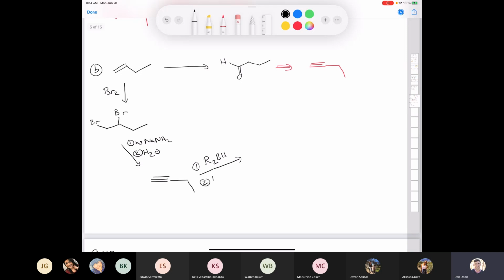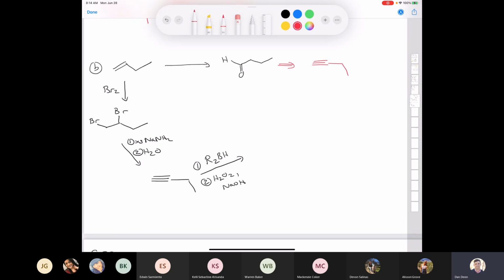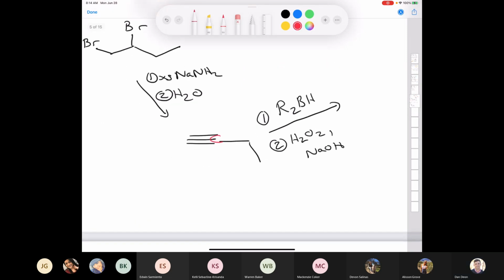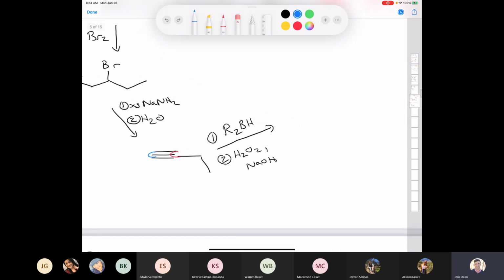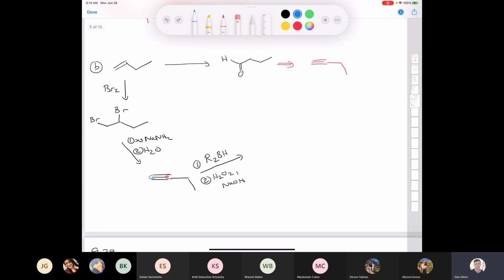Okay, and then the next step, we're going to treat that with hydrogen peroxide, followed by sodium hydroxide. And what that's going to do is an anti-Markovnikov addition of water. If you look at our alkyne, we have the carbon in red and the carbon in blue. Well, if it's Markovnikov addition, that would mean that this carbon would take the hydrogen, but this is anti-Markovnikov addition, so that carbon in blue is the one that's going to take the hydroxyl. So we end up with this compound.